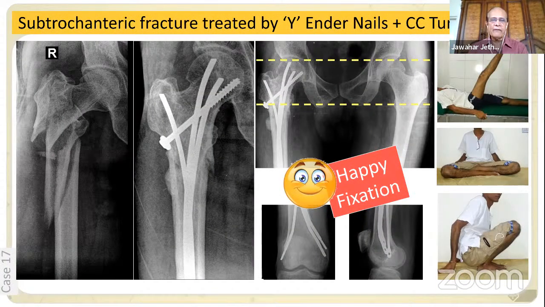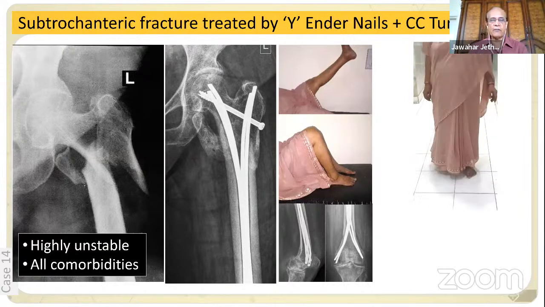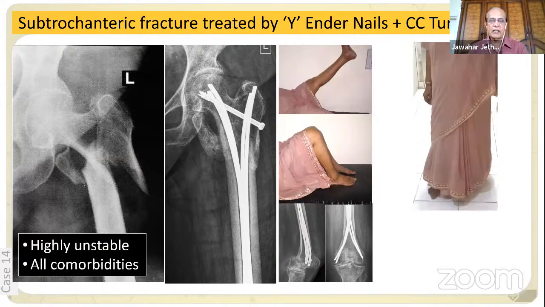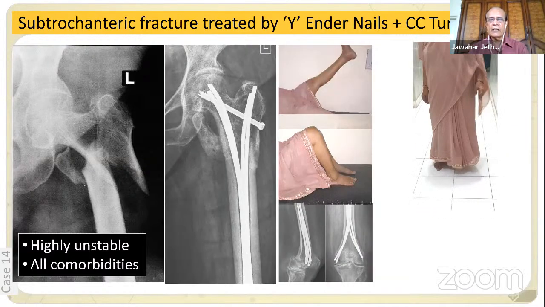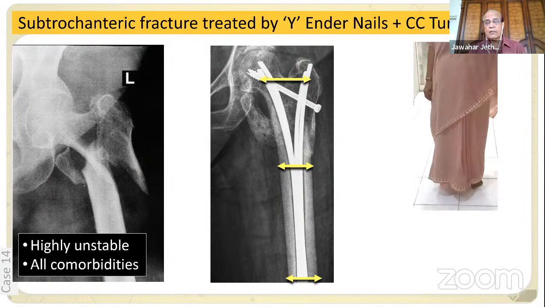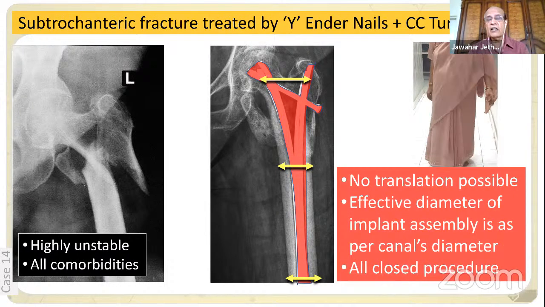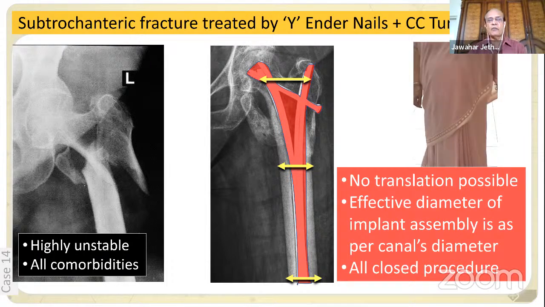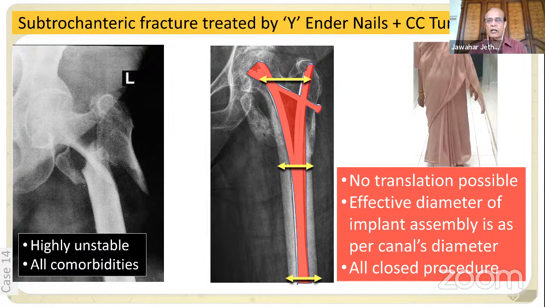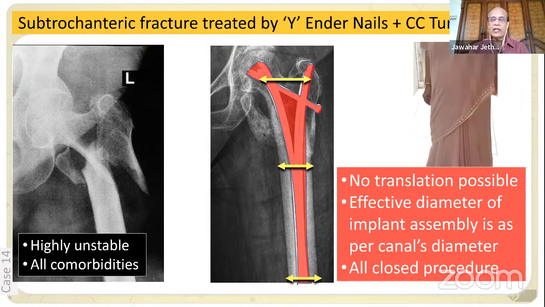Look at this very bad fracture, and at the end there is a happy fixation because of this modified technique. And this is another case where you can see a reverse fracture, which is very stable, and this can also be very well treated with this method very simply. In these cases, as an effective implant, you are getting something like this, and that is the reason why there is a very good grip inside the medullary cavity, which will not allow displacement of the fractures, and you can get away without any additional implants.